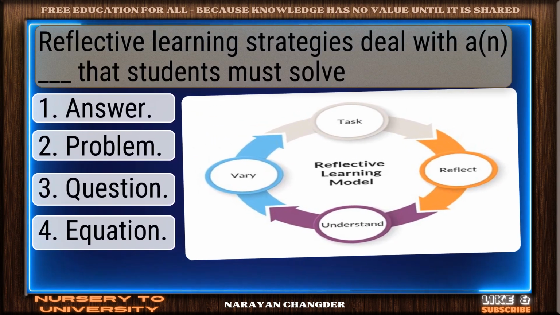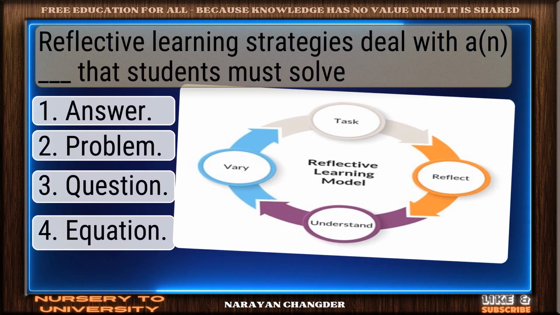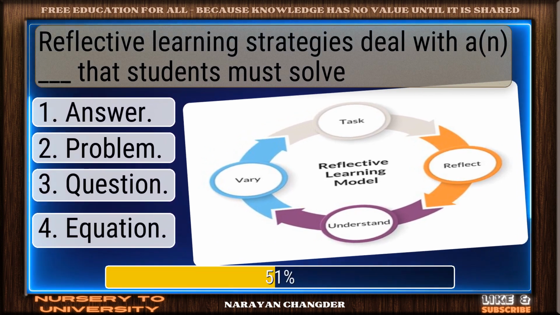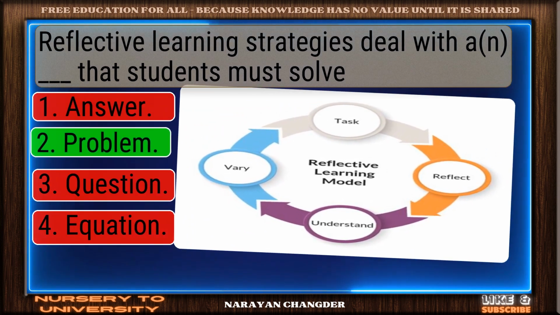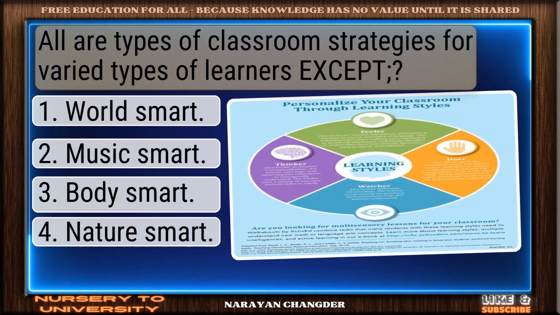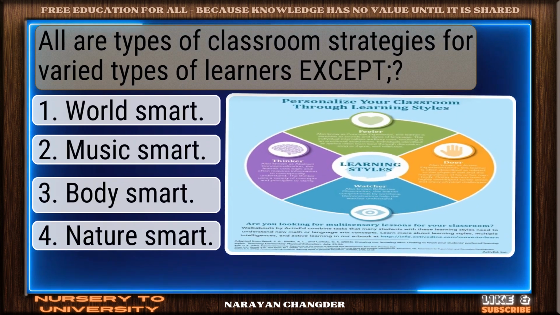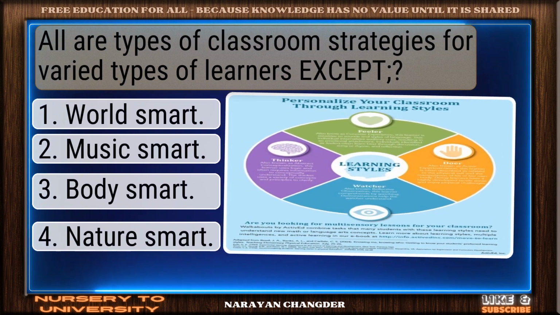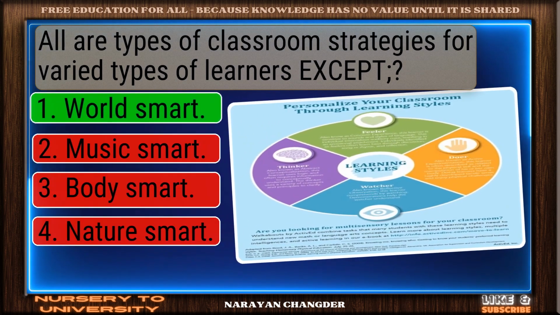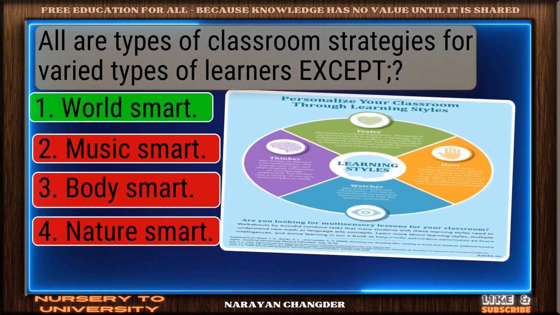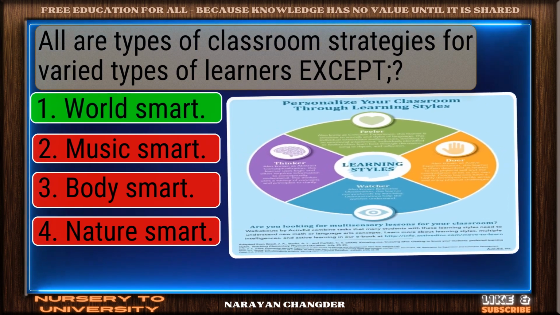Reflective learning strategies deal with a dash that students must solve. Correct response. Problem is the most accurate answer. All are types of classroom strategies for varied types of learners except. Well reasoned. Word Smart is the correct choice.